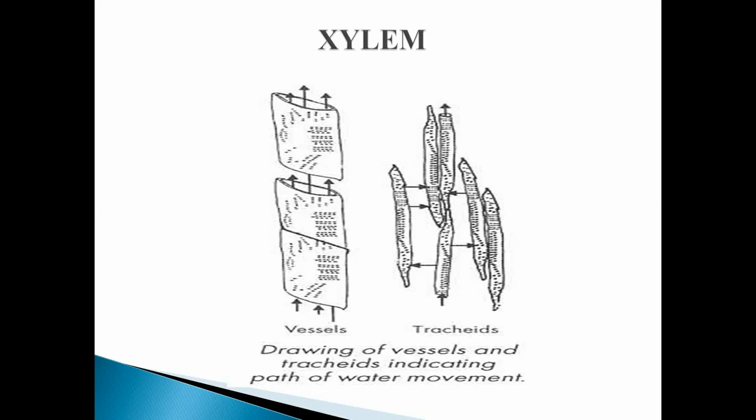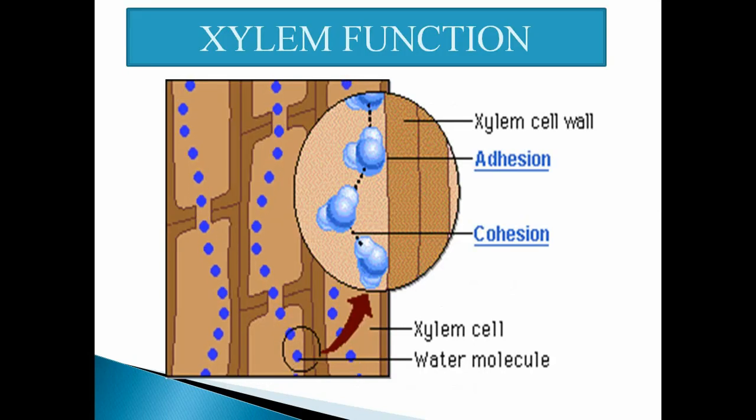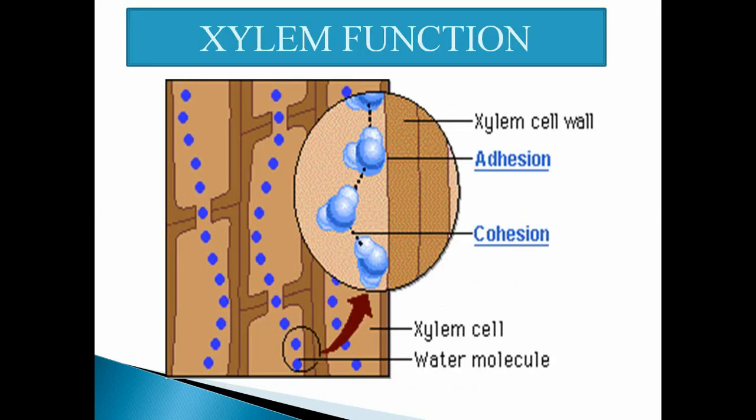Next we come to xylem parenchyma. Xylem parenchyma are living cells. They serve for the storage of food and also help in the conduction of water and dissolved minerals. Xylem fibers are dead sclerenchymatous cells. Their main function is to provide mechanical support to the plant. Now look at the function of xylem. Here is how water passes through the xylem vessels from roots to other parts of the plant.